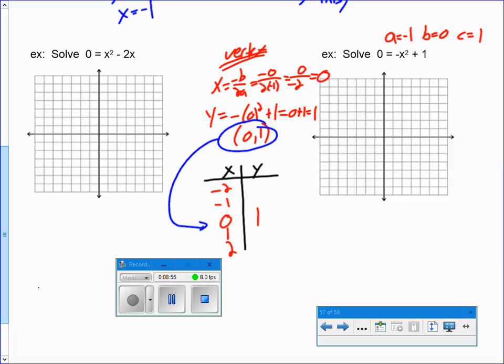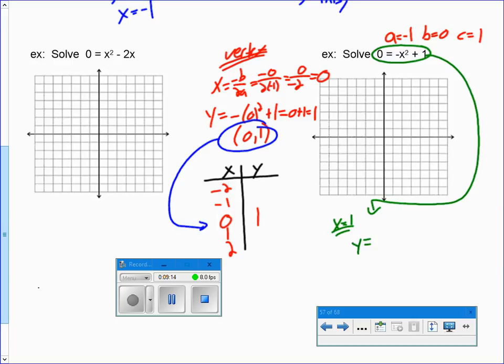Again, with this function, any numbers that are the same distance away from the vertex will give us the same value. So we're going to try and pick the ones that'll be easiest to plug in. Alright, so I'm going to start by plugging in x equals 1, since plugging in +1 will be easier than plugging in -1.